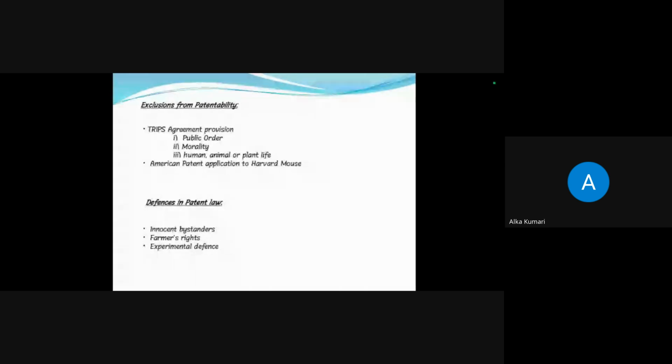In America, the US Patent Office, USPTO, granted a patent to the transgenic mouse, but if it affects the health of the plant, then it cannot come under patentability. So in this case, it stayed with the Diamond versus Chakrabarty case of 1980 concerning a genetically modified bacteria used for the degradation of hydrocarbons.